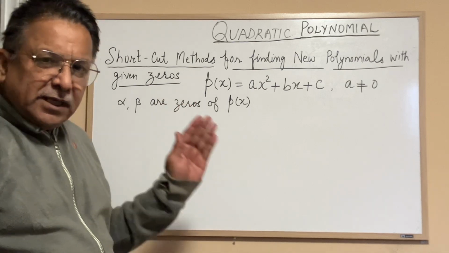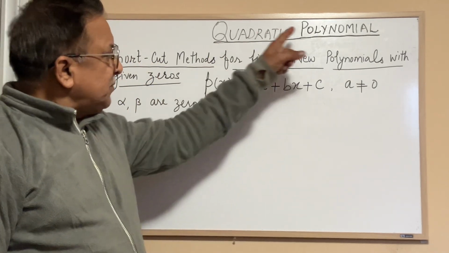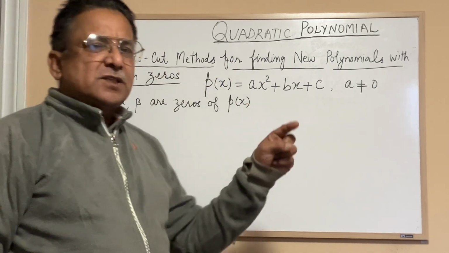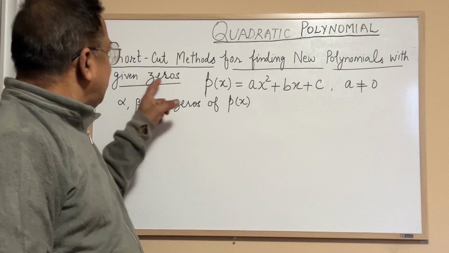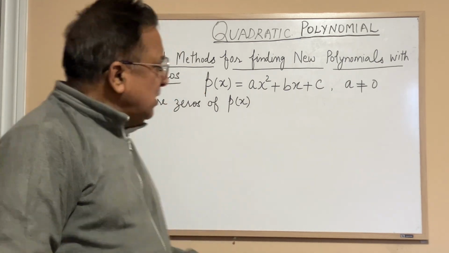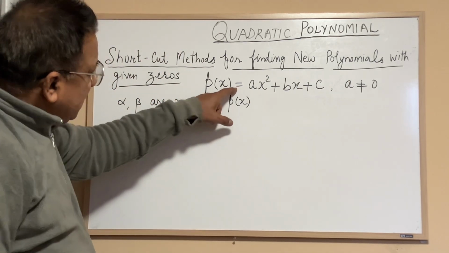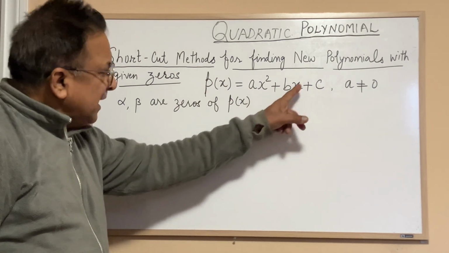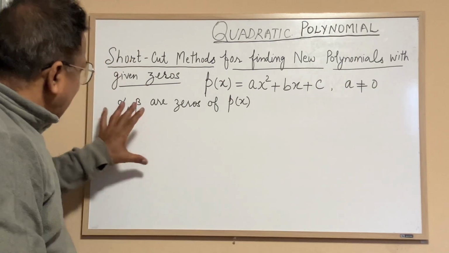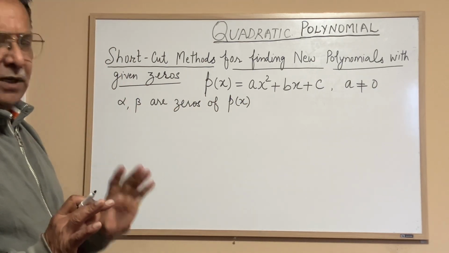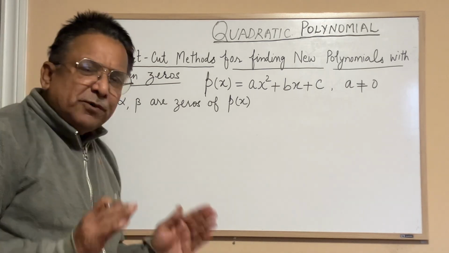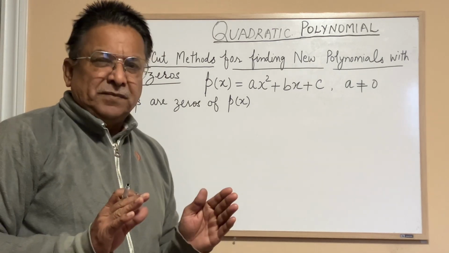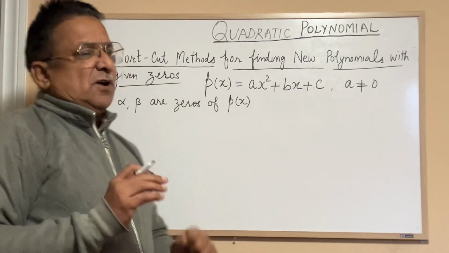Today, in continuation with quadratic polynomial, we are going to discuss shortcut methods for finding polynomials with given zeros. We are already given this quadratic polynomial ax square plus bx plus c, a not equal to 0, with alpha and beta as zeros of this polynomial. Now, how do we form a polynomial with the given zeros in shortcut form?